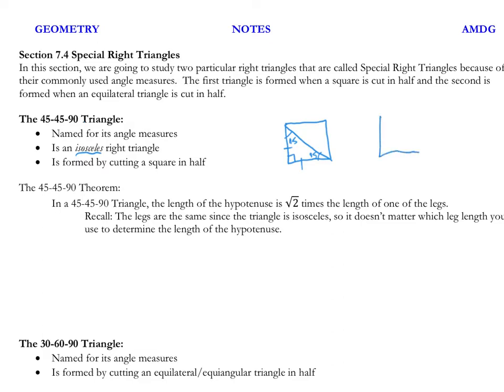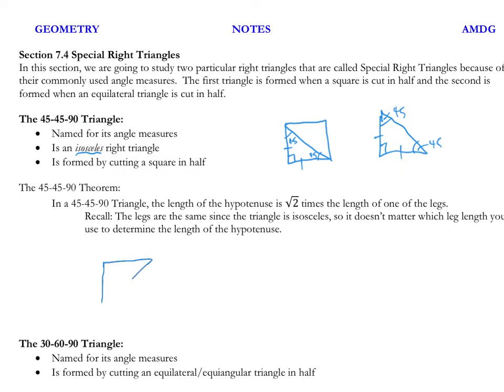So drawing this separately, it's any right triangle that is isosceles, meaning that both sides are going to be congruent, 45 and 45 for the angles, and 90 for the last one. And what the theorem states here is that the length of the hypotenuse is rad 2 times the length of its legs. Recall that the legs are the same since it's isosceles, so it doesn't matter which leg length you use to determine the hypotenuse.